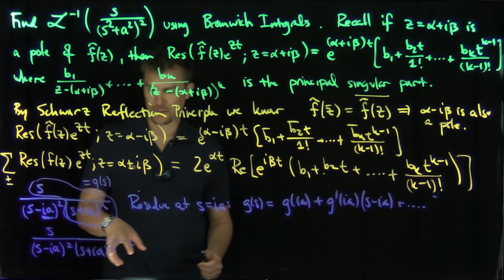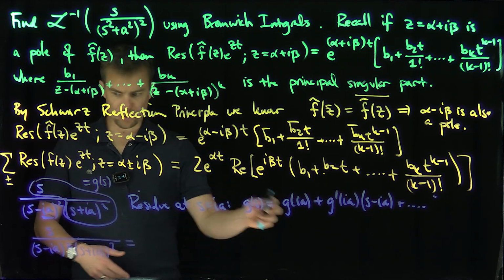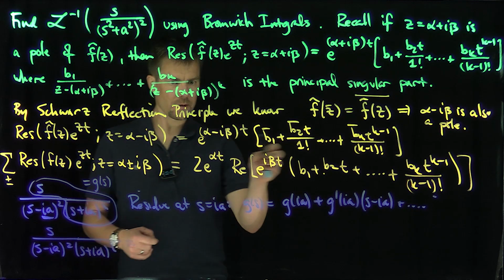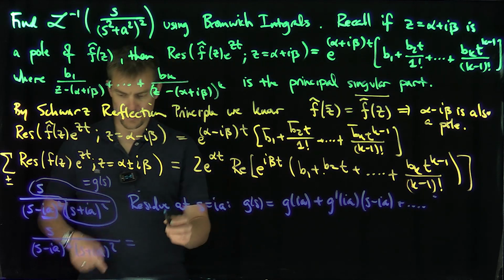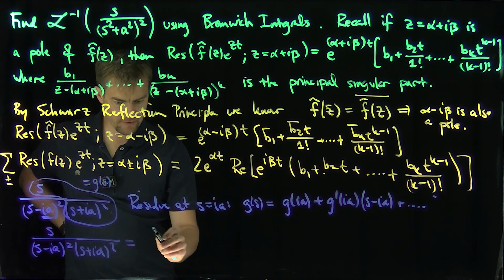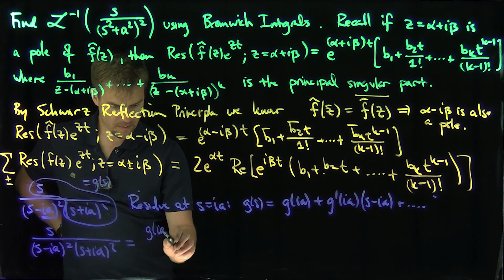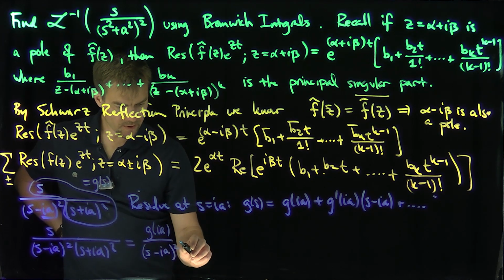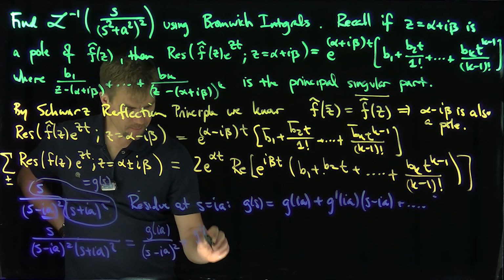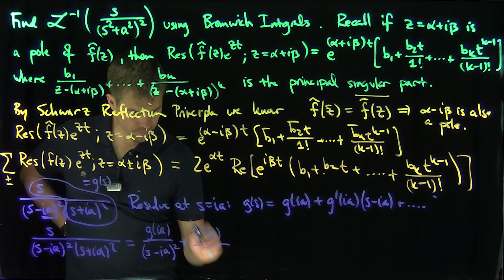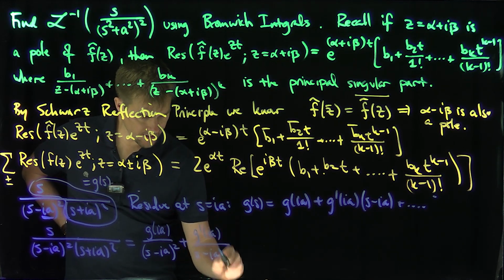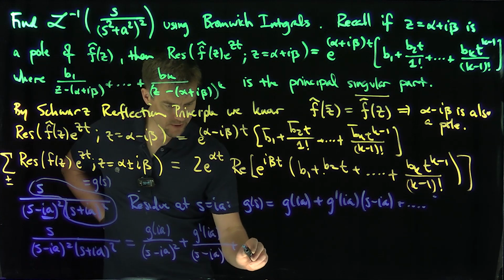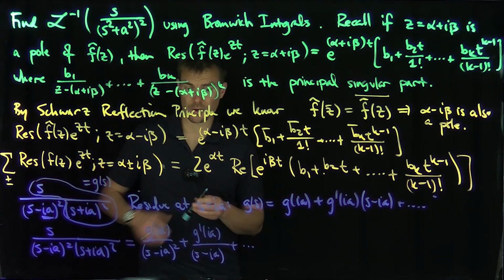So the principal part is going to be what? The g of IA is going to be the B2 in this thing over here. So it's going to be g of IA over (s minus IA) squared plus g prime of IA over s minus IA to the single power, and the rest of the terms are irrelevant. I only need those two terms.